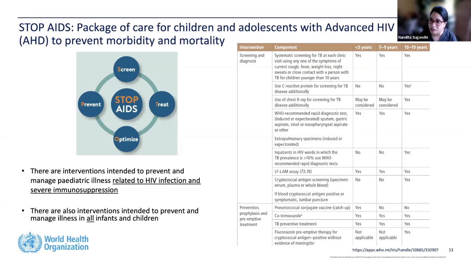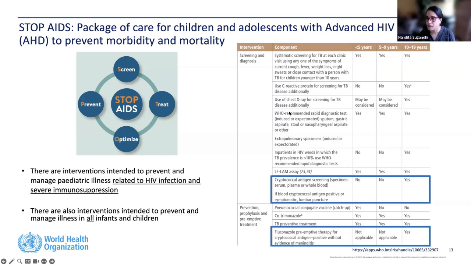So many of the interventions that we use in the adult package of care for advanced HIV disease are still very relevant. But there are a few things that are different, and some of those have to do with the pneumococcal vaccine. If you look at the Stop AIDS tool package, it is thinking about where we have to repeat vaccinations, where additional vaccinations may need to be considered, and where we don't have to repeat what we've done in adults.